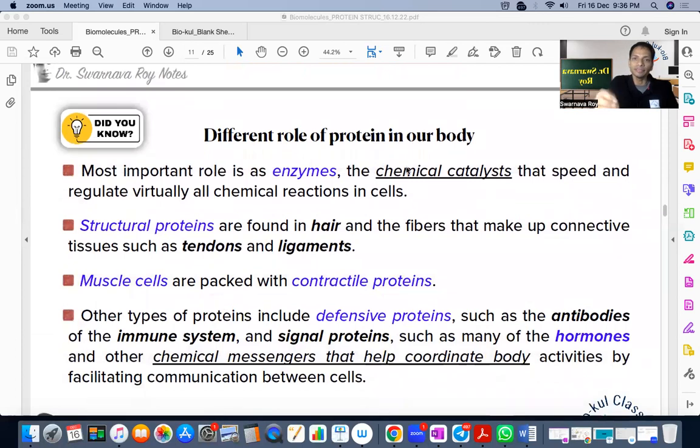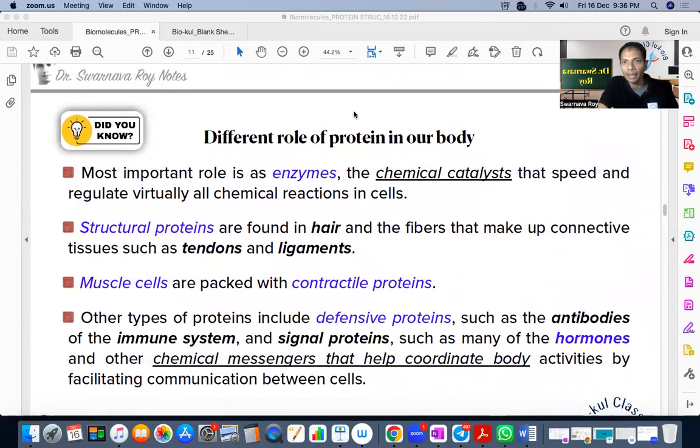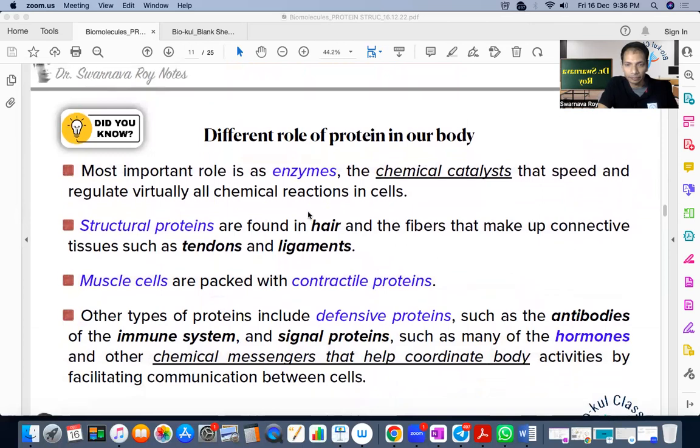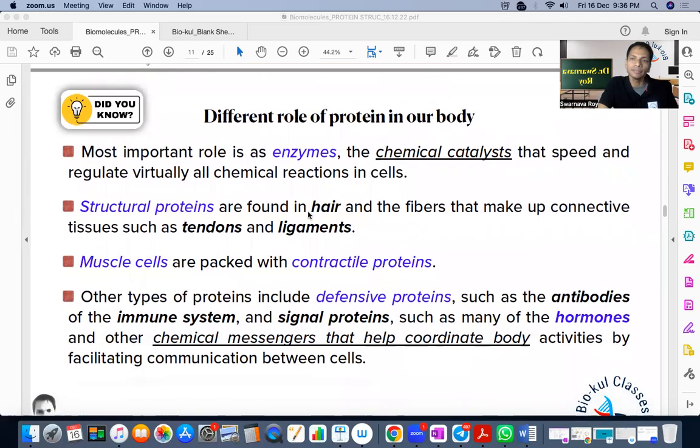Very quickly, we'll look at the different roles of protein in our body. The most important role of protein is acting as an enzyme. Proteins act as enzymes, which means they act as chemical catalysts, speeding up certain biochemical reactions. Without enzymes, a biochemical reaction will take a long time. And not only that, our body has a temperature of 37 degrees Celsius, so any biochemical reaction has to be carried out within 37 degrees Celsius.